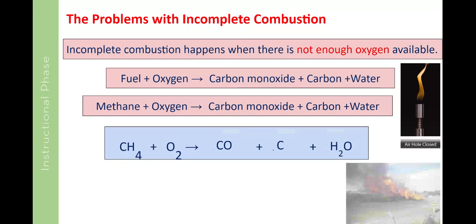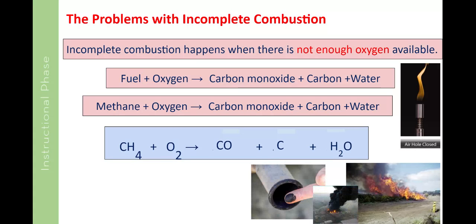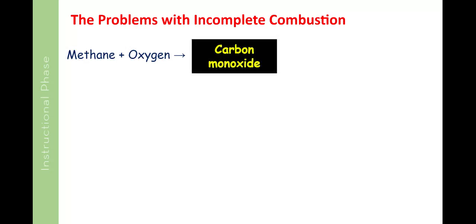Okay, so what are the main issues with this? Now, the main issues with incomplete combustion are, firstly, carbon monoxide is a toxic gas. It's poisonous to inhale for humans. It's what they call a silent killer. Now, they call it a silent killer because it's odorless, so we can't smell the gas, we can't taste the gas, we can't see it. It's colourless, it's tasteless, it's odorless. And therefore, we can't detect it if we are inhaling it.